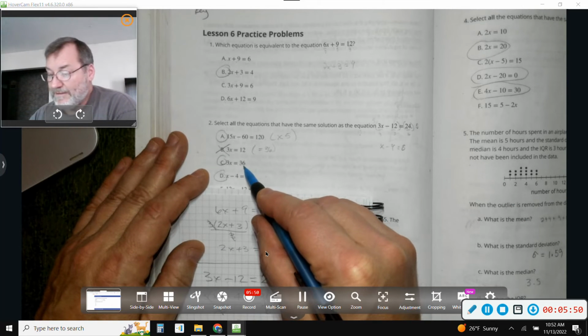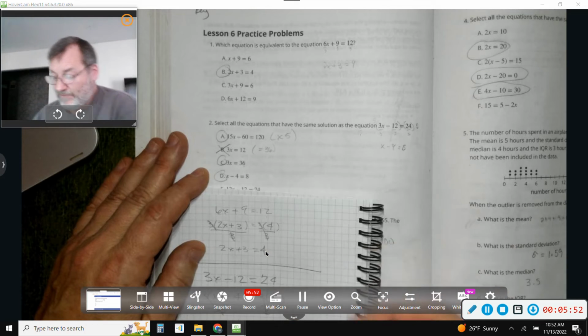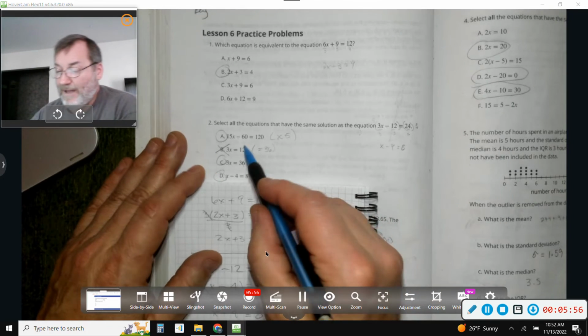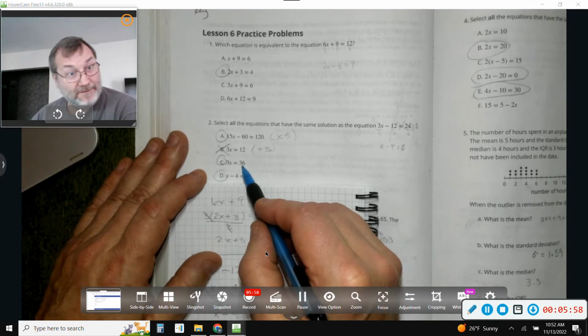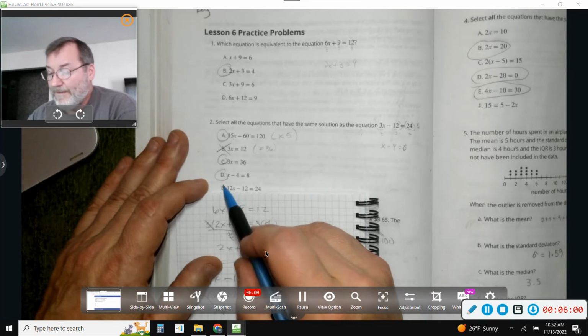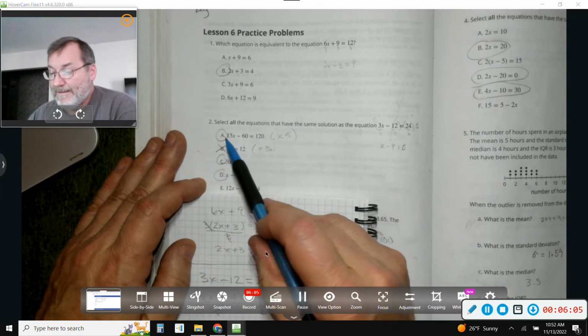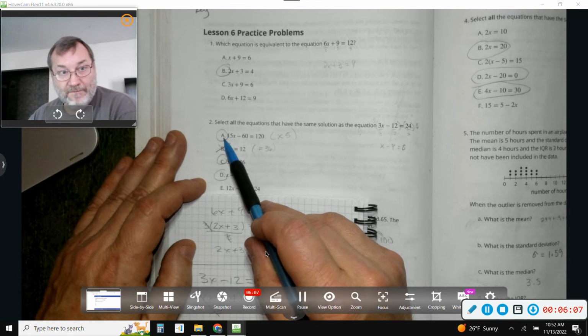3x equals 36. That one we just went through and solved. So, oh, good. In doing that one, I figured out that that one's okay. So we'll circle that one. We already did this one in our first attempt. And then this one we got first thing too.